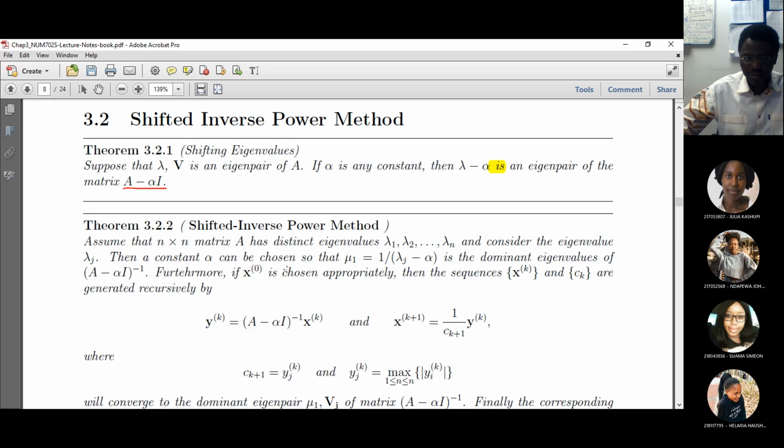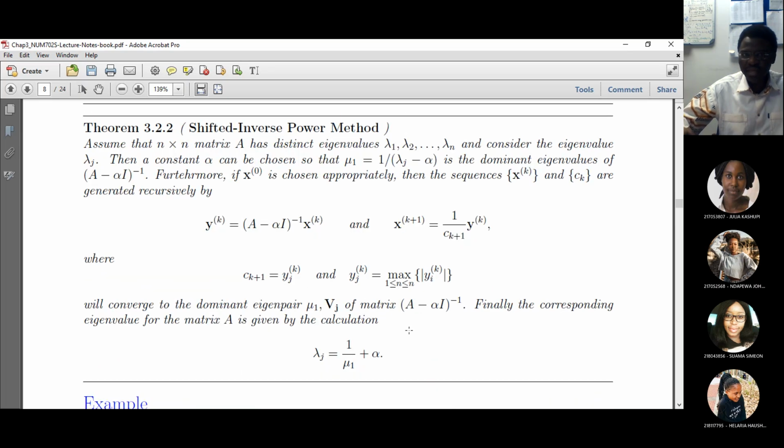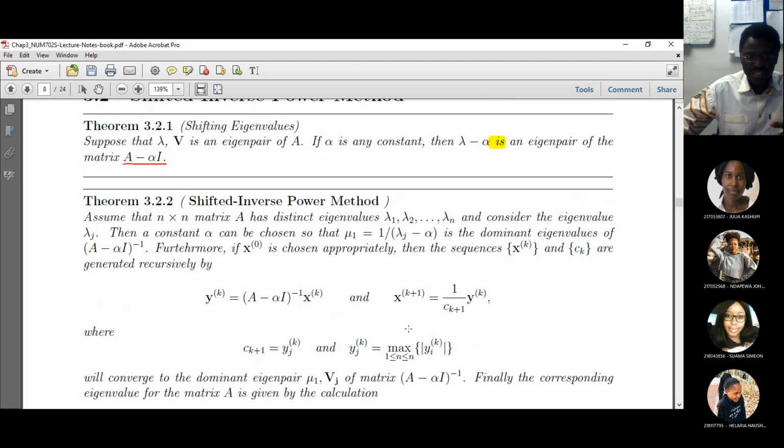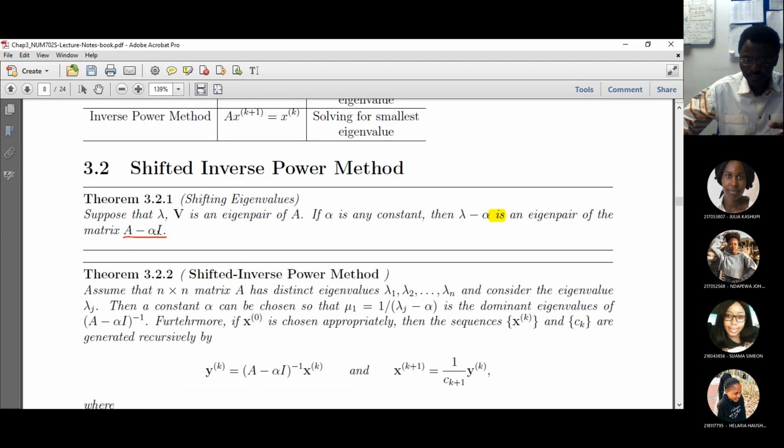Because the following theorem will allow us to know exactly how we can manipulate to get other eigenvalues of the matrix, right? So you see that I can use exactly the same trick here. If I have lambda minus alpha as the eigenvalue of this, in order to recover lambda, what will I do?